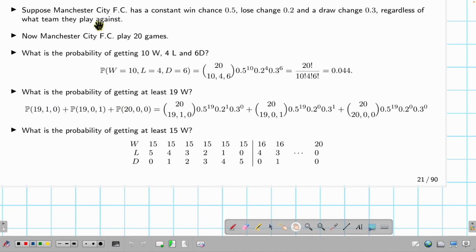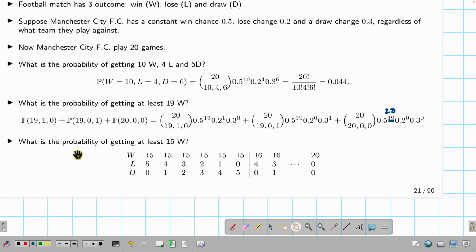What's the probability of Manchester getting at least 19 wins? Well, it will be 19 wins, 1 loss, 0 draws, or 19 wins, 0 losses, 1 draw, or 20 wins, no loss, no draw, okay? Each of them is one possible way that this is true. So for 19 wins, 1 loss, no draw, this is the probability. 19 wins, 1 draw, no loss, this is the probability. And 20 all wins, this is the probability. And again, this is wrong, this should be 20, okay?